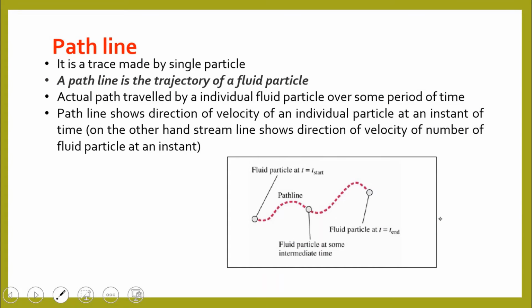Now path line, it is a trace of a single particle of a flowing fluid, or we can say it's a trajectory of a fluid particle, or we can also say it's an actual path traveled by an individual fluid particle over some period of time. Let's say we are pointing out a single particle over here and we draw a track along its trajectory, then we will get a path line. So path line shows the direction of velocity of an individual particle at any instant of time. On the other hand, streamline shows the direction of velocity of a number of fluid particles at that instant.